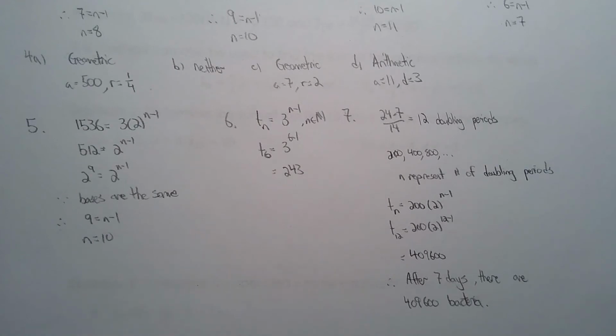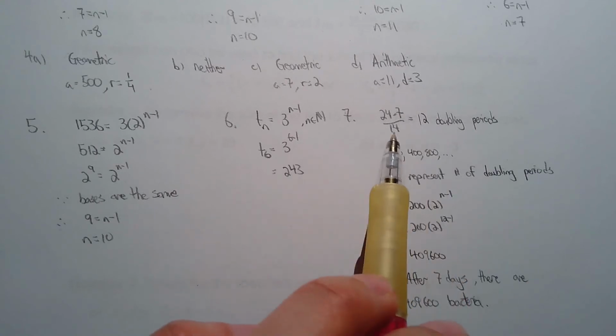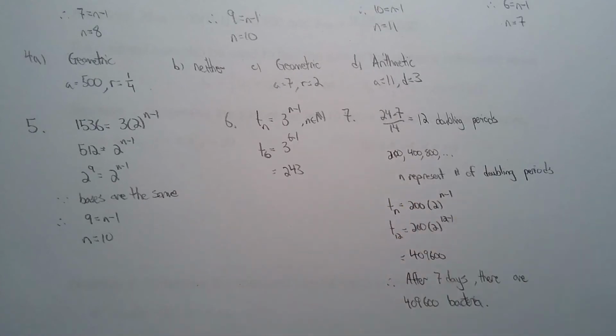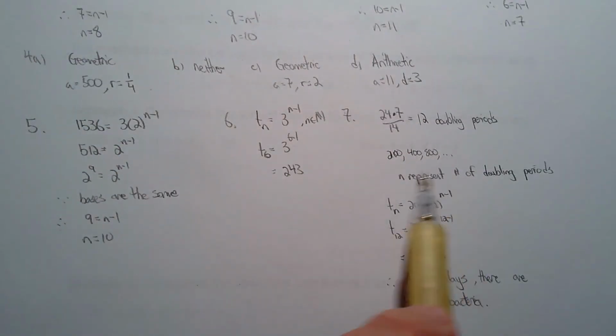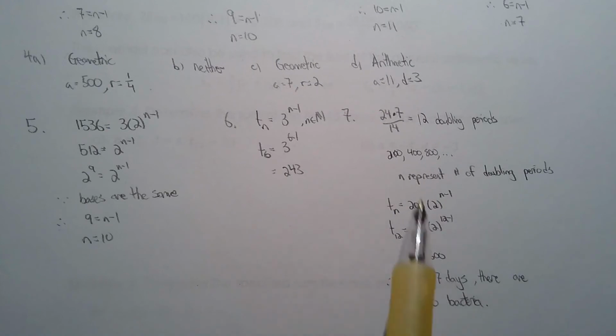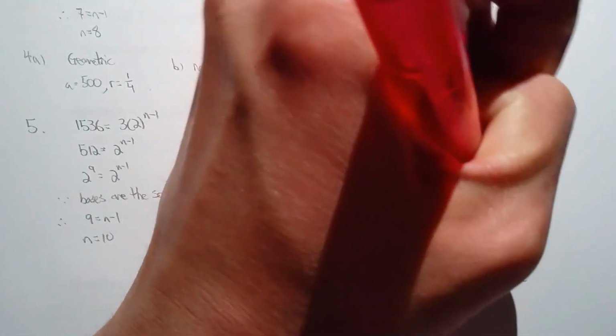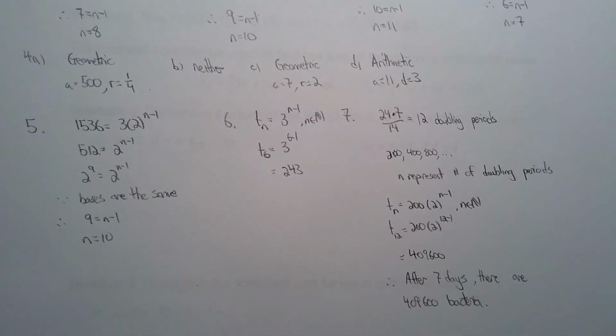For question 7, you're given the doubling period. So you're basically finding the population after 12 doubling periods, because 7 days is 12 doubling periods. So what's the 12th term? 200, 400, 800, the common ratio is 2 because you're doubling. So find the 12th term. After 7 days, there are 409,600 bacteria.